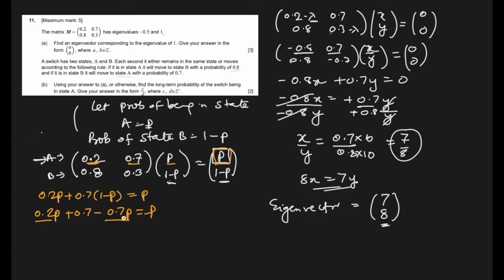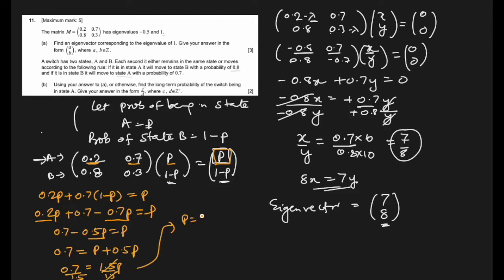0.2 minus 0.7 is negative 0.5. 0.7 minus 0.5P equal to P. Let's bring this P to the right side. So 0.7 equal to P plus 0.5P. 0.7 equal to 1.5P. So divide both sides by 1.5. Let's complete it here. Cancels.